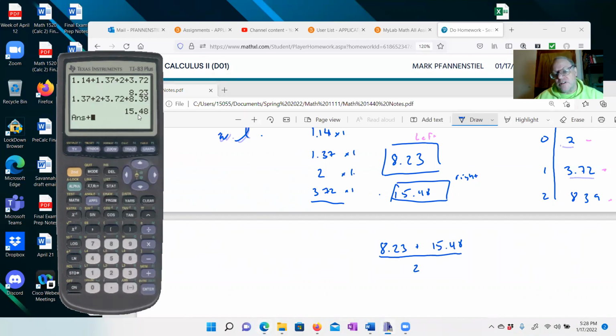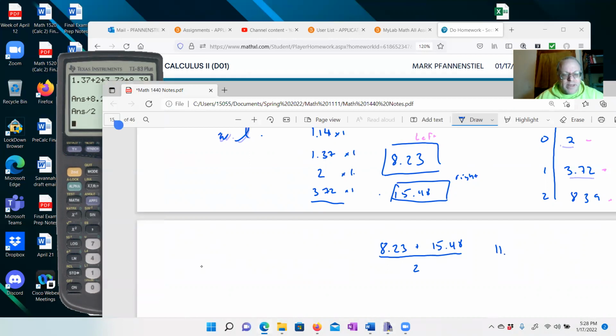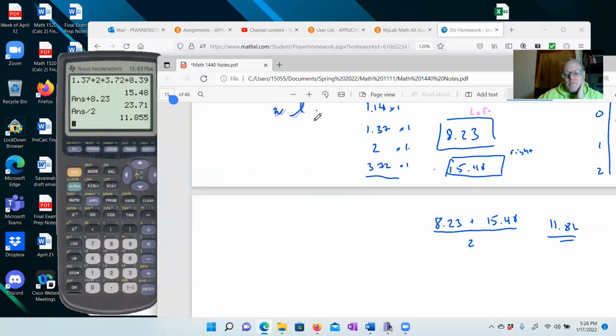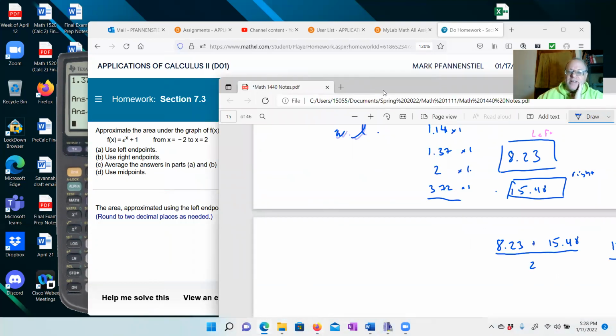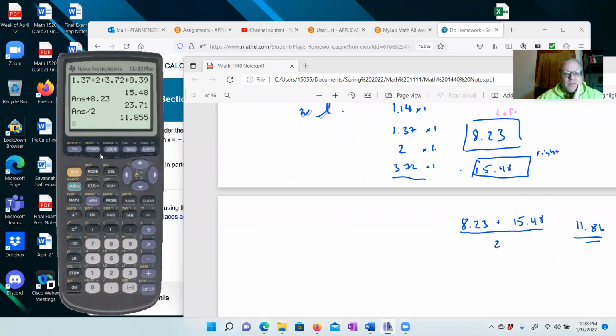Okay, so we're going to say plus, that's going to be the last thing I put in. So we have 8.23 equals, and then divided by 2, we ended up with 88.86. So 11.86. Sorry, I meant 11, not 88. Okay, so it's 11.86. Okay, the next thing they want us to do, all right, as they say, use the left endpoints, use the right endpoints, average together, and then we're gonna use midpoints. Ugh, best of luck.